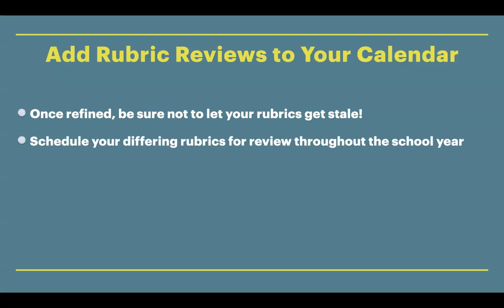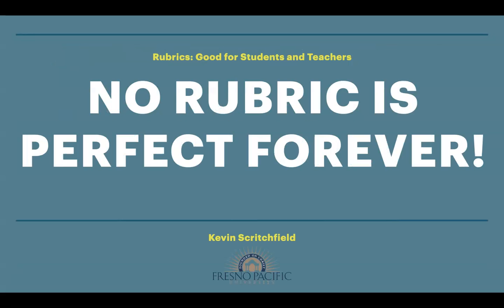Maybe schedule your differing rubrics. Maybe you have 10 or 12 or whatever number of rubrics that you use for the different kinds of assignments that you create throughout the year or the semester. Maybe you just want to create a schedule of reviewing 2 or 3 of those every year, and then the next year you review another 2 or 3 or whatever. Just an idea to calendar that and to schedule those reviews.